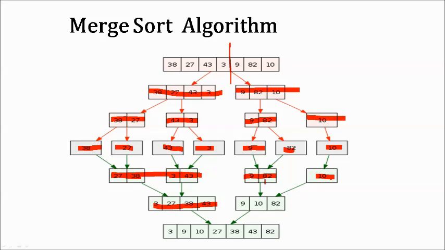Next, we have the 9, 82, and 10. So, of course, sorting the given values, we will arrive at 9, 10, 82. Next, we're going to merge the two sets here. Okay? And, of course, sort. So, to sort, we have 3, 9, 10, 27, 38, 43, and 82. So that's how you're going to apply the merge sort algorithm even in add elements. Okay, add data.